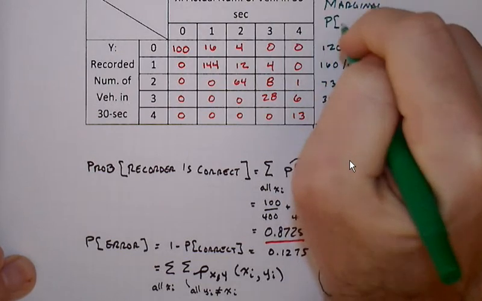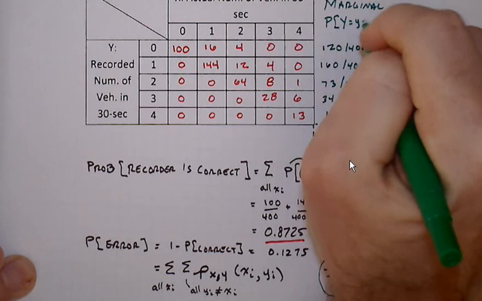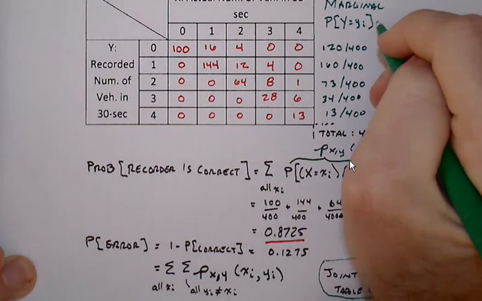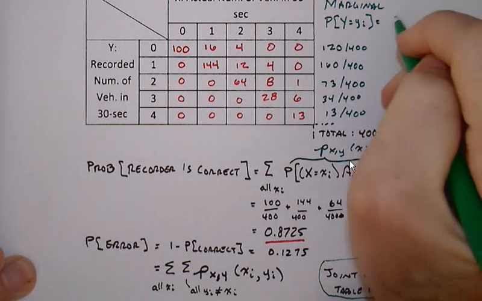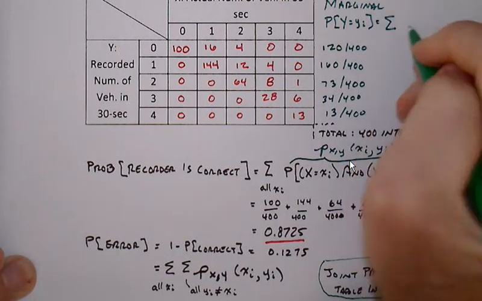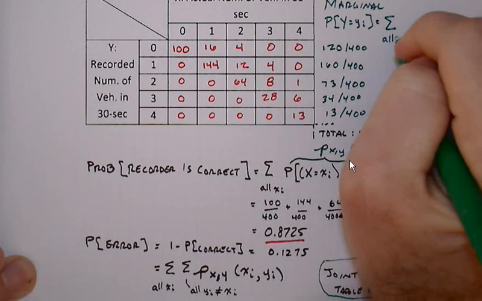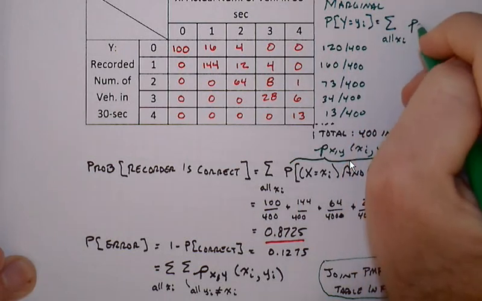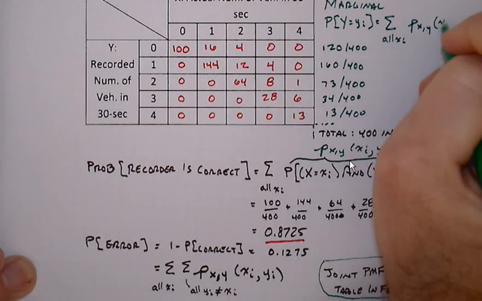P_Y, the probability that y is equal to y sub i. And so what we did mathematically was we summed over all of the xi the joint values xi and yi.